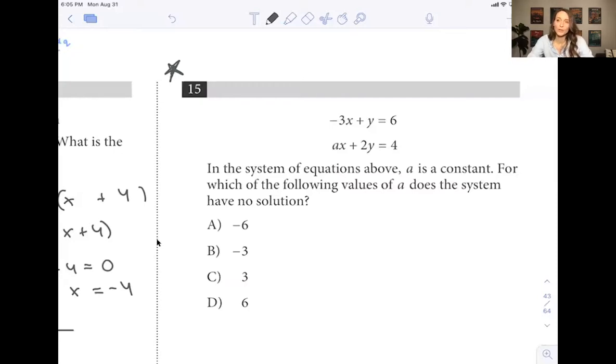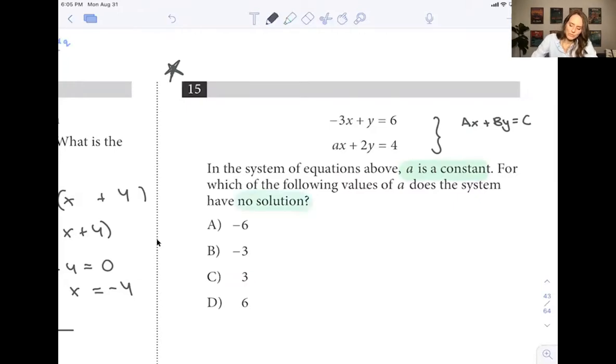So the first clue that I see is that I have 2 equations in standard form. So I have ax plus by equals c here. And I have 2 equations with 2 unknowns. My next clue is they tell us that a is a constant, and then they ask us for which of the following values of a does the system have no solution.